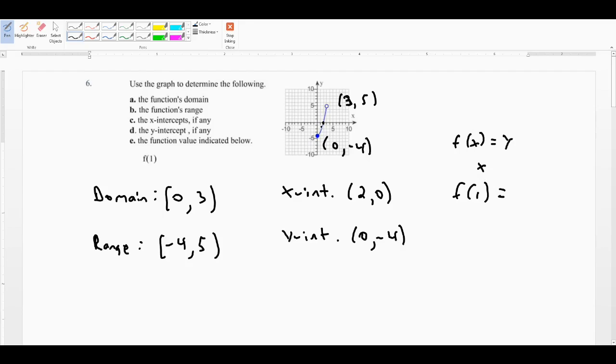So let's go to x equals 1, and then look at that point where it's at on the curve. That point looks like it's (1, -3). See that point? That tells me that the y value when x is 1 is -3. Therefore, f of 1 is -3.